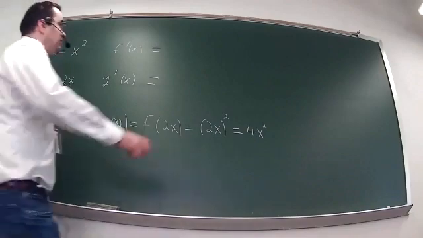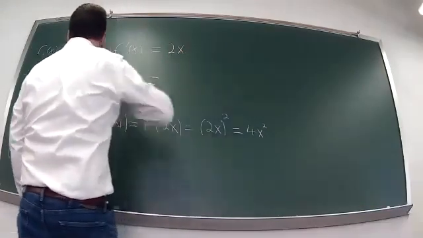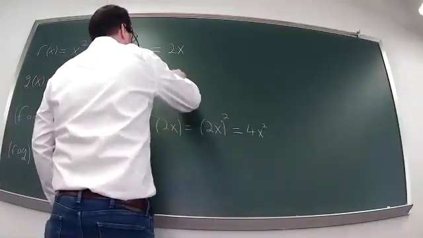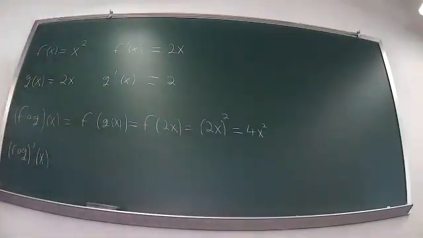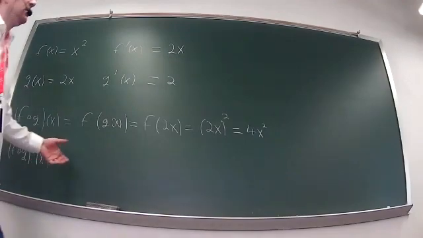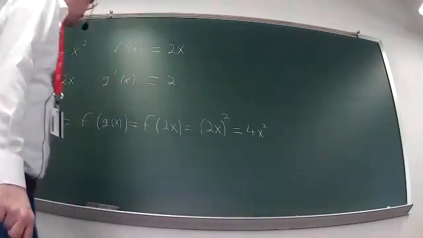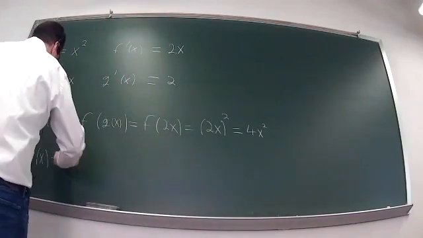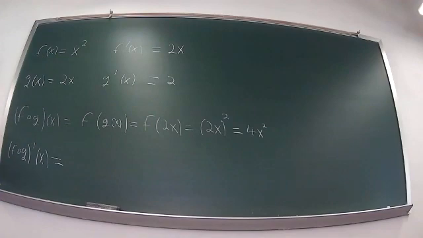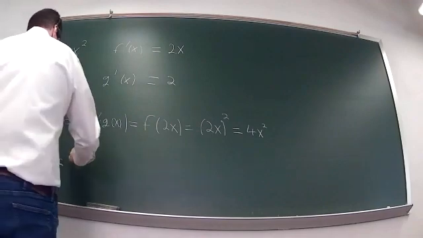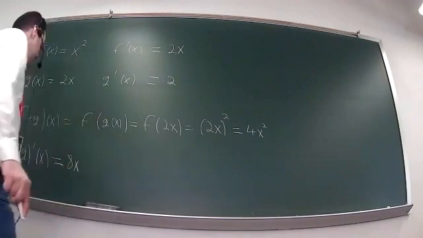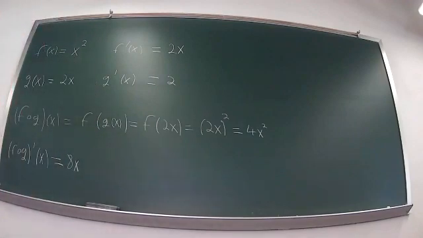So here, f prime, using the power rule, that's just going to be 2x. And here, g prime, that's just going to be 2. On the other hand, f composed with g is equal to 4 times x squared. And now the derivative of f composed with g, that's the derivative of 4 times x squared. So using the power rule, that's going to be 8 times x. That is my answer.